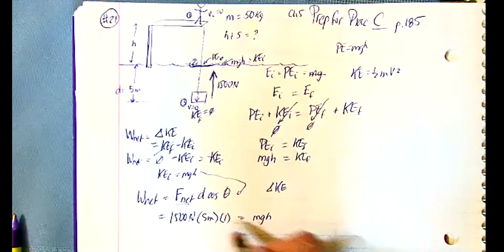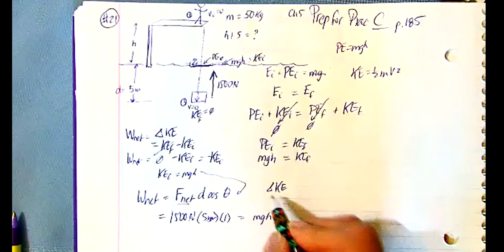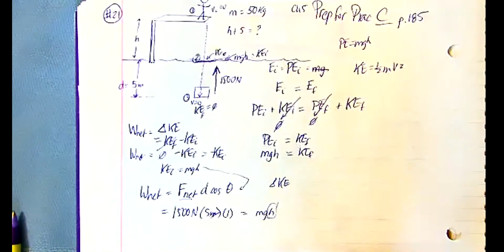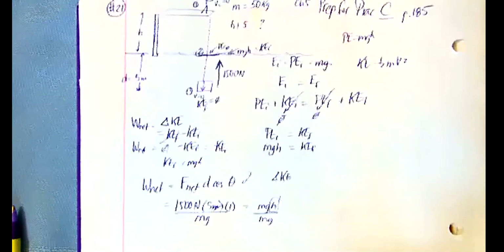mgh. This is meters, by the way. I don't want to confuse m. This is mass. So I want to solve for what is h. So I just divide both sides by mg.